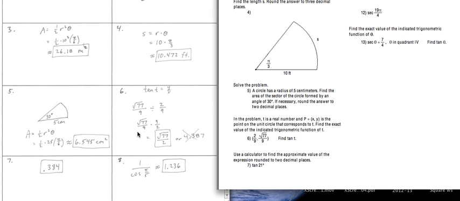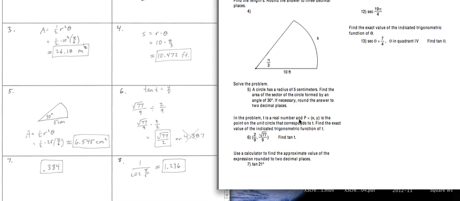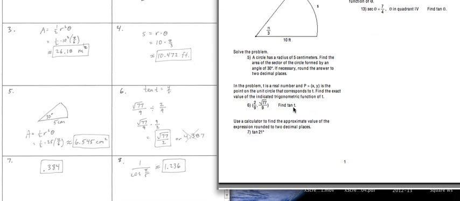Number 6 was asking you to find the tangent of t. You are given the coordinates, and you just have to take the y coordinate and divide it by the x coordinate. When you show the work, and it says to find the exact value, and you get the answer, you get full credit.